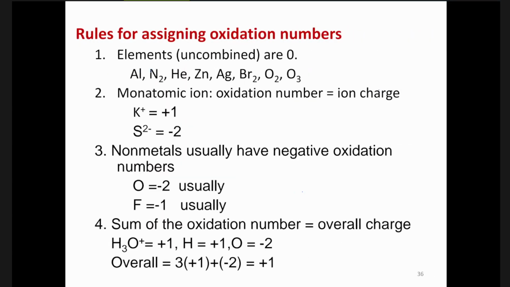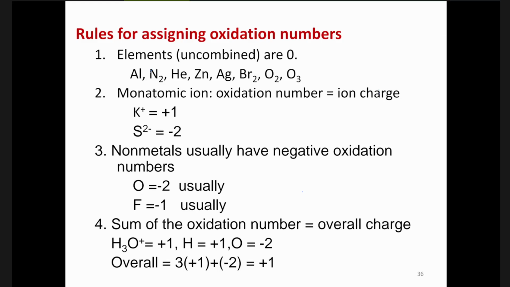Here you have some rules for assigning the oxidation number. All the elements uncombined have oxidation number 0. So we have aluminum metal, nitrogen, silver, oxygen, all are 0 oxidation number. If we have a monoatomic ion, the oxidation number equals the ion charge. So you have potassium plus, so that means the potassium has here oxidation number +1. And O 2 minus, that means the oxidation number is -2.